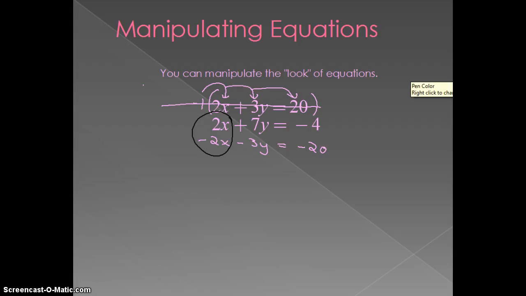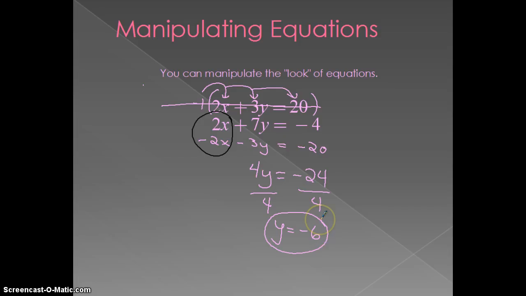2x minus 2x gives me nothing. 7y minus 3y gives me 4y is equal to -4 plus -20 gives me -24. Should be able to solve for y kind of easy. Divide by 4, divide by 4, and we know that y is equal to -6.